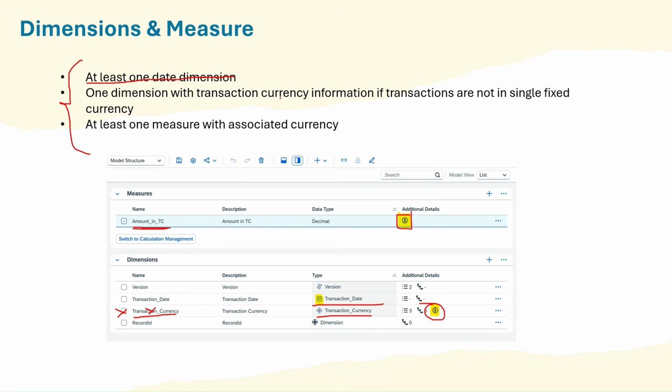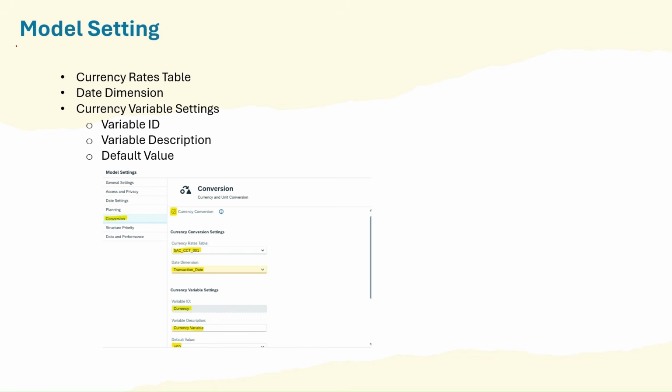That is the first thing. Another prerequisite is in the model setting. You need to click on the settings, go to conversion, and there enable this option to allow the model to perform the currency conversion. Once you enable this option, it will ask you for two mandatory things. You need to provide the rate table. That is one catch over here: for a particular model, you cannot use two different tables. Whatever rates you are going to use should be part of the same table.